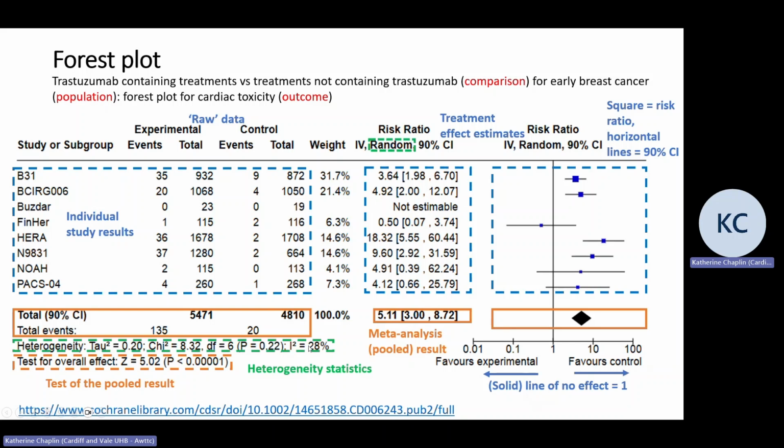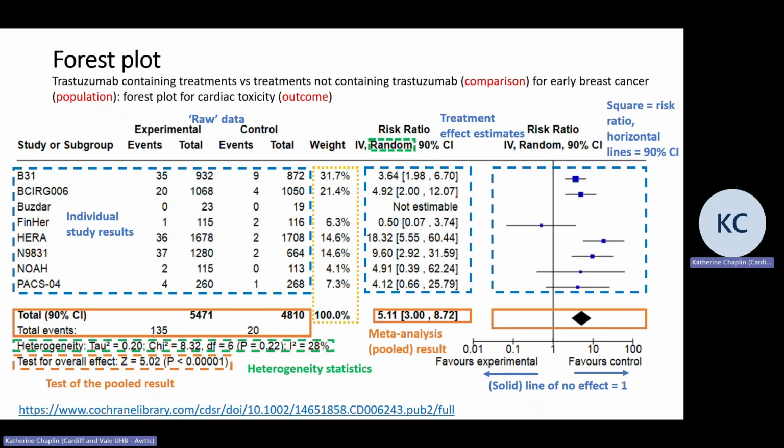The test can be found here. In this case, we have an I-squared of 28%. This indicates minor heterogeneity. There is also a chi-squared test, and you can see this is not significant. As there is some heterogeneity, a random effects model has been used. Another indication of heterogeneity is if the confidence intervals of the individual studies do not overlap. So we can see here there is no overlap between these two studies. An I-squared of greater than 50% suggests substantial heterogeneity.